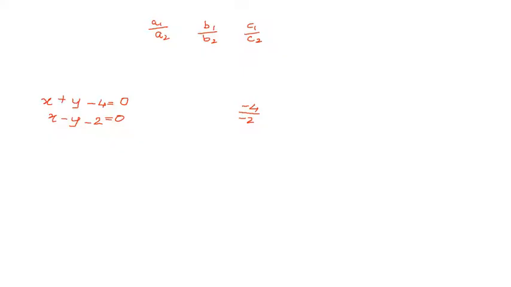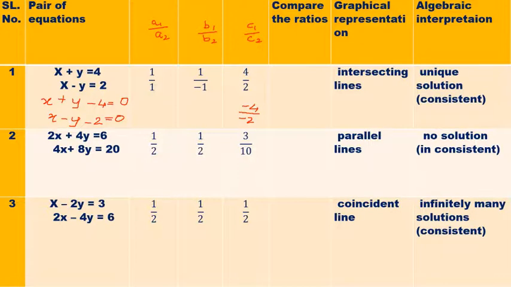Now from all the graphs that we have drawn and we have discussed, we are going to draw conclusions, children. So let us look at the pair of equations. The first equation that we took was x plus y equal to 4, and the second one was x minus y equal to 2. This is the first pair of equations that we drew the graph. And in the graph we got intersecting lines, and we saw that it is a unique solution.